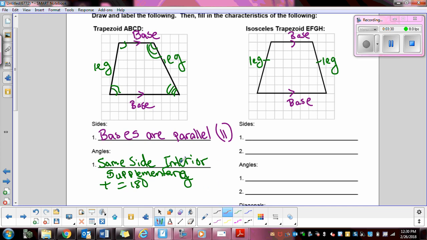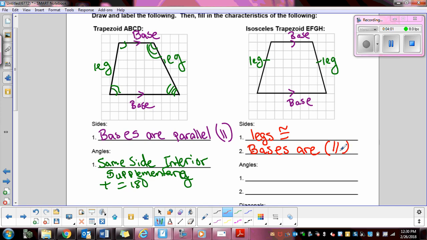However, let's look at the isosceles trapezoid. We still have the bases and the legs. We know that the legs are going to be congruent. So this leg, I have a little dash, is equal to this leg with a little dash. I know that my bases are parallel. You don't have to put parentheses around it, but they're parallel.